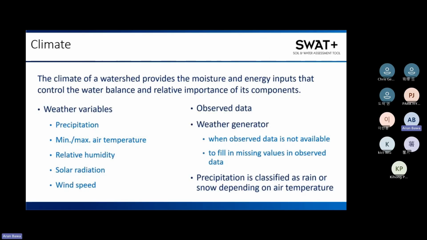I think when you were watching that video by Jacqueline, downloading the QSWAT, there was one option to pick: do you want to install the weather generator or not? So that was for this one.